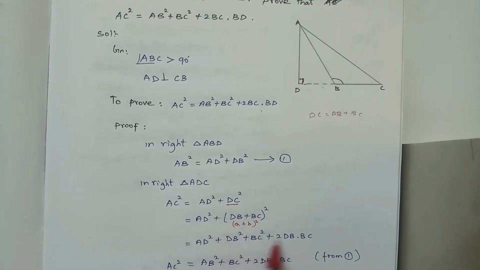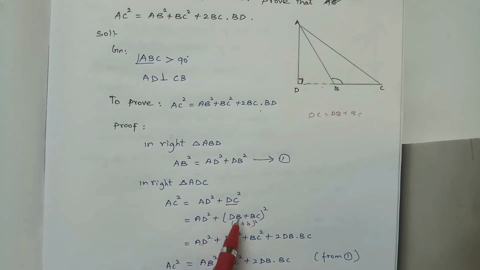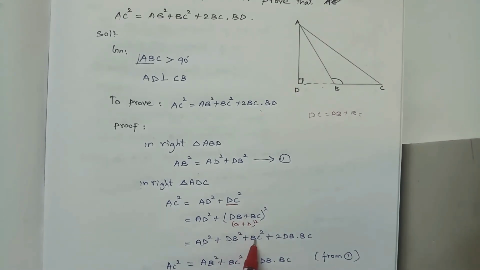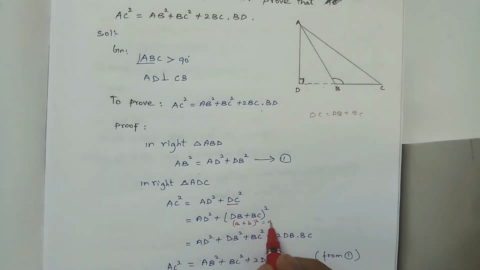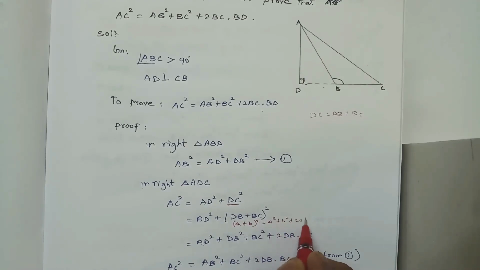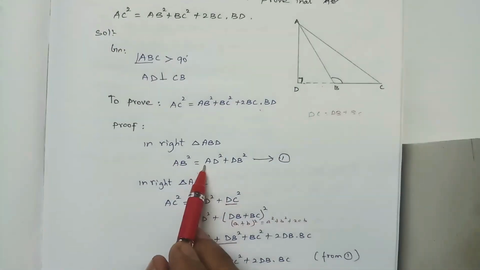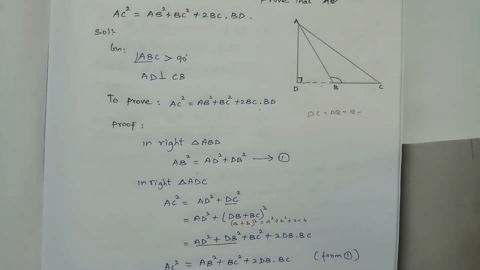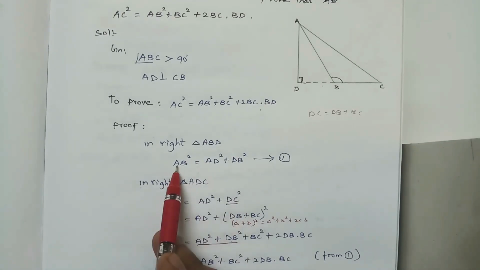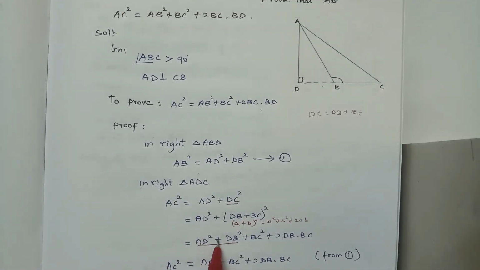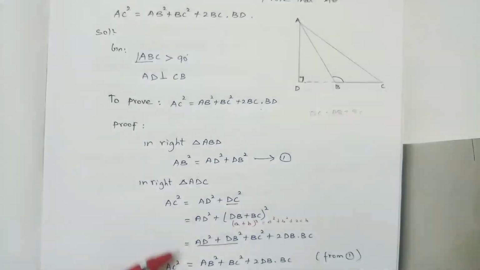So a square plus b square plus 2ab. Just write it: AD square plus DB square plus BC square plus 2DB dot BC. That is a square plus b square plus 2ab, right? We know that a plus b whole square is equal to a square plus b square plus 2ab. Now from equation 1, AD square plus DB square is equal to AB square. So let's substitute AB square instead of AD square plus DB square. So AC square is equal to AB square plus BC square plus 2DB dot BC. Hence it is.